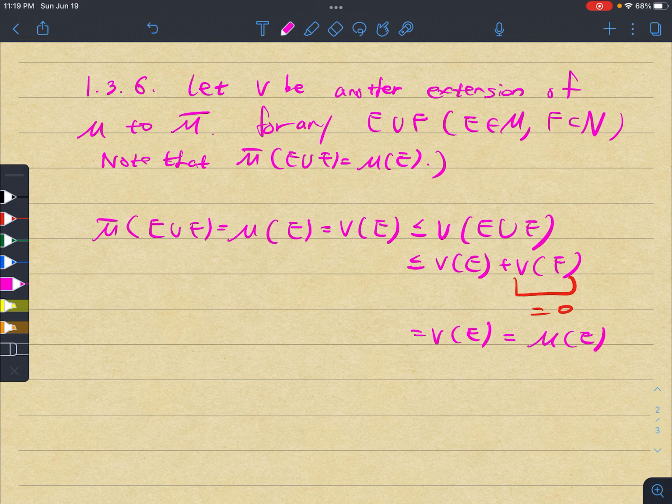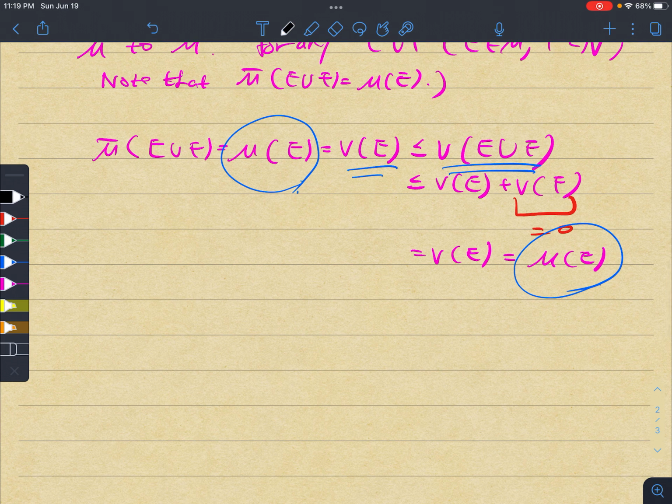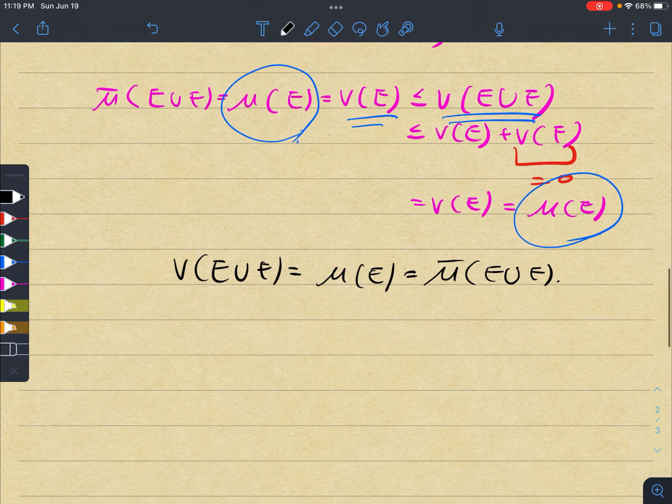So using this property, we know that this and this, by this kind of sandwich theorem stuff, we can easily see that V of E union F is equal to mu E, which is just basically mu bar of E union F. So the proof is done. So the measure is unique.